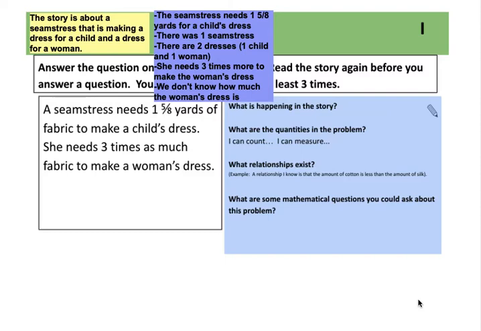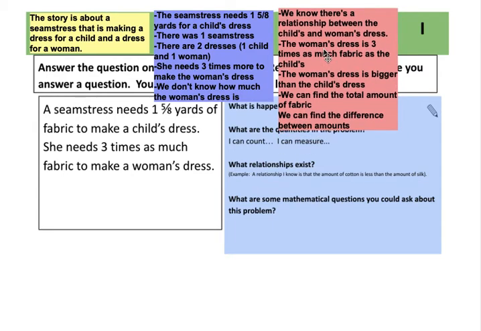All right, what did you come up with for what relationships exist? Did you maybe think that we know that there's a relationship between the woman's and the child's dress? Did you notice that the woman's dress is 3 times as much fabric as the child's dress? Did you also think about the woman's dress is bigger than the child's dress since we need more fabric for the woman's dress? Did you think that we can find the total amount of fabric? And maybe you also thought that we could find the difference between the amounts for the woman's dress and the child's dress. Great job there, guys.